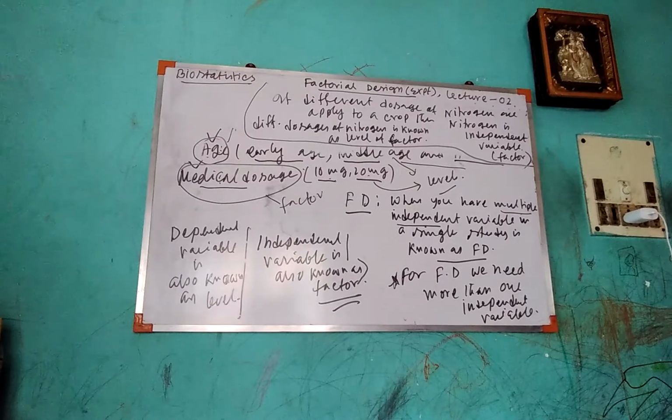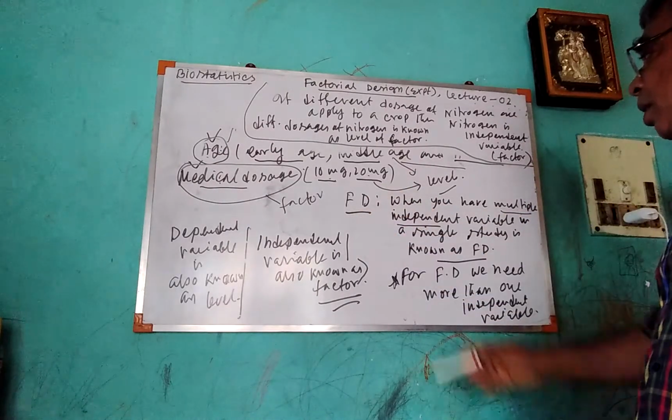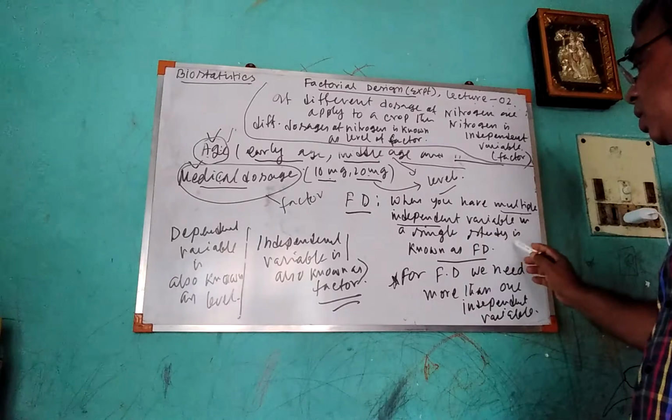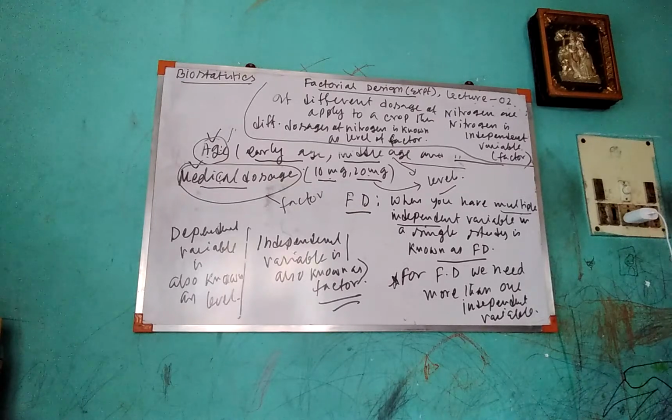Now I think you understood very nicely what a level is. So what is factorial design? I already explained: when you have multiple independent variables in a single study, it is known as factorial design. For factorial design, we need more than one independent variable. Factorial design totally depends on independent variables for development of new formulations. In this lecture, I will explain different types of factor.